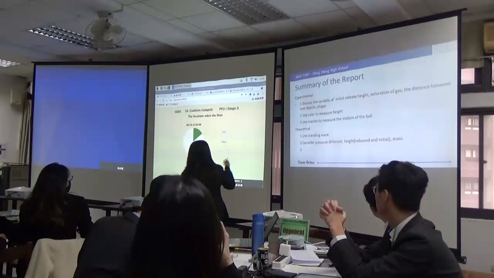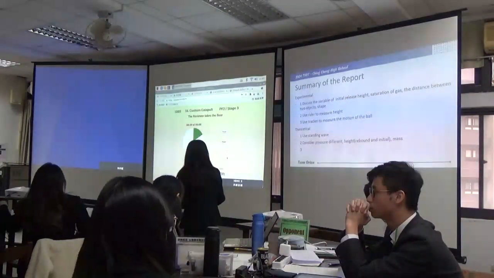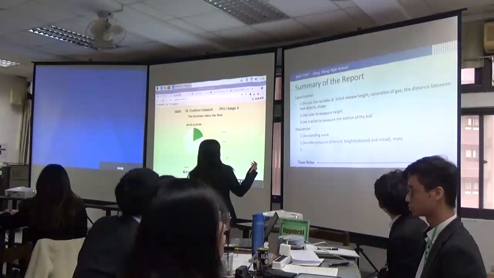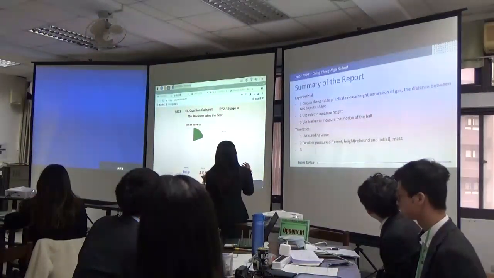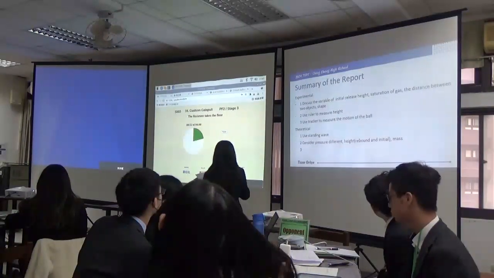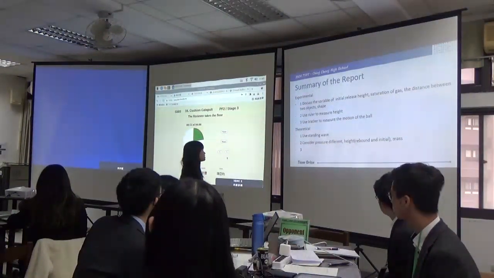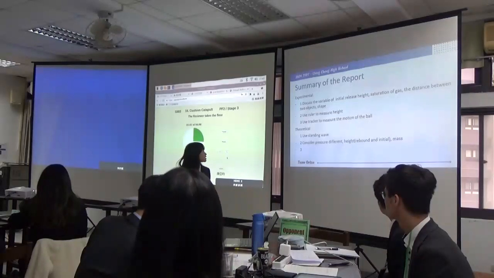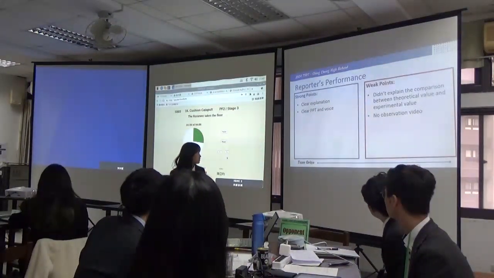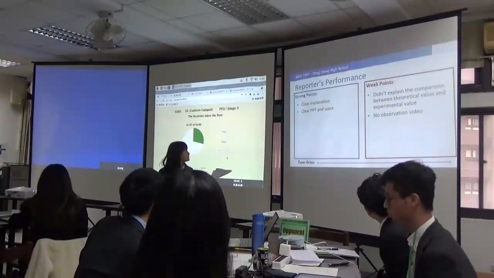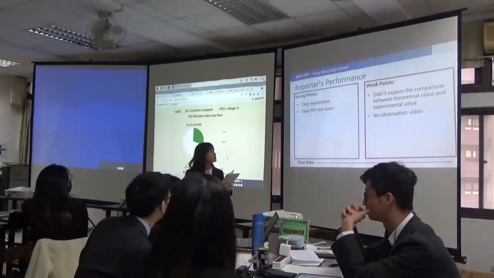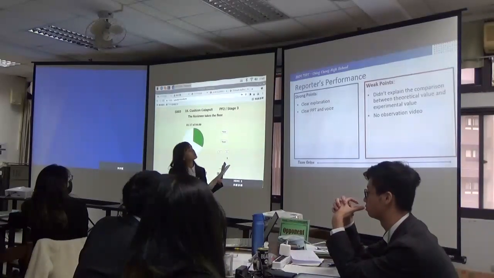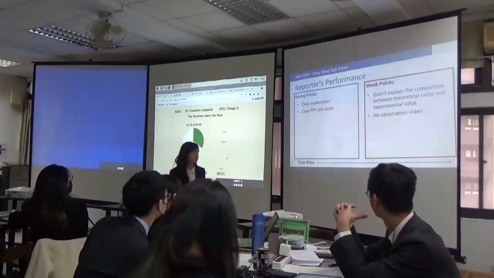Okay, this is the summary of the reporters. They discuss the variables of initial release height, saturation of gas, and the distance between two objects. They use a ruler to measure the height, then use Tracker to measure the motion of a ball. For theory, they use the standing wave and consider the pressure difference, the height, rebounding, and the initial mass. About the reporters' performance, they have a clear explanation, clear PPT, and a clear voice. However, they didn't explain the reason for the comparison between the theoretical value and the experimental value, and there are no observation videos.